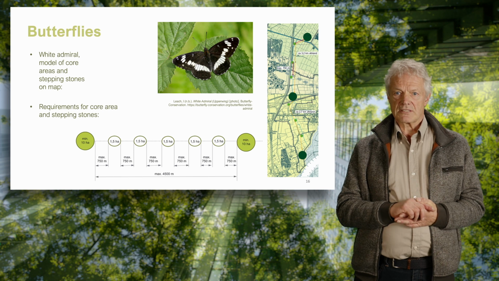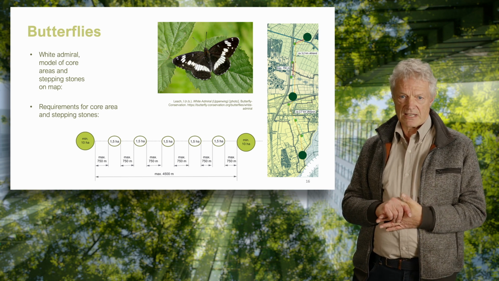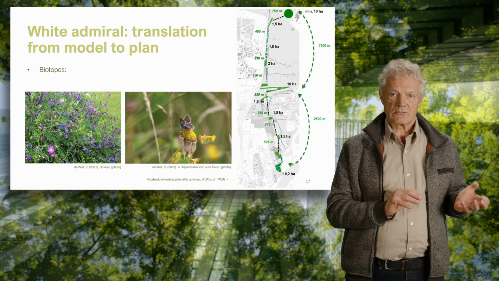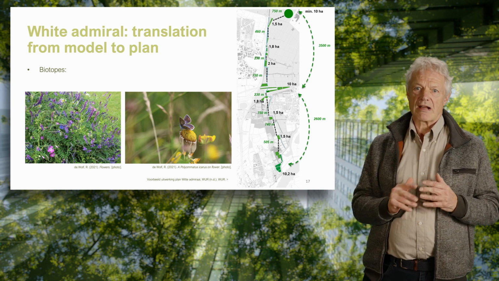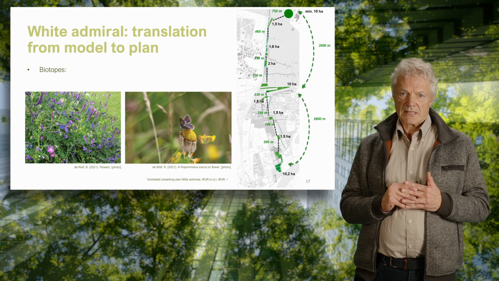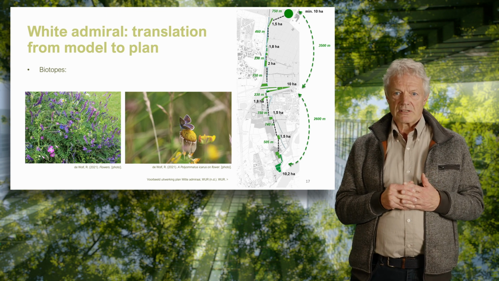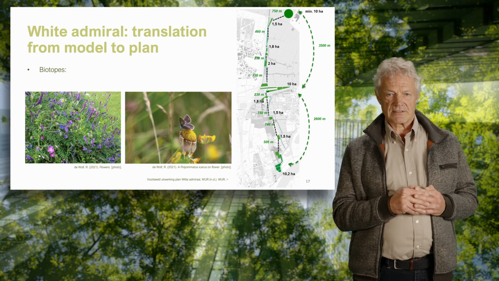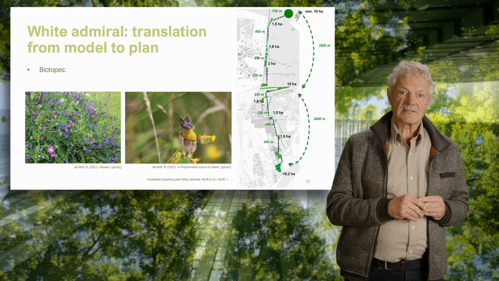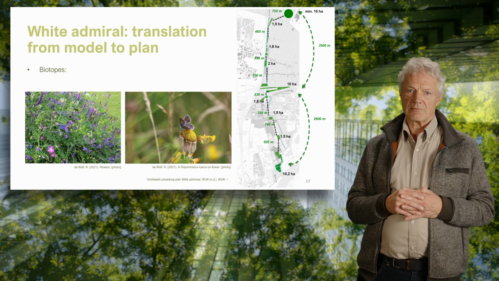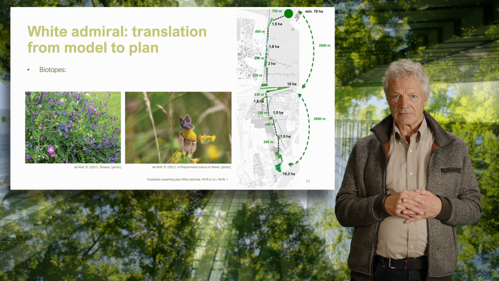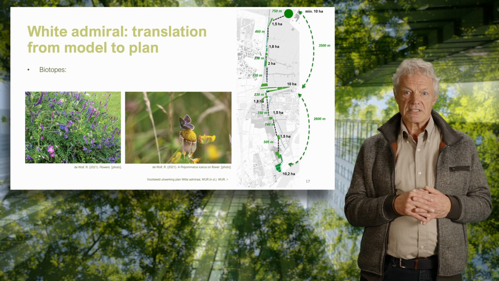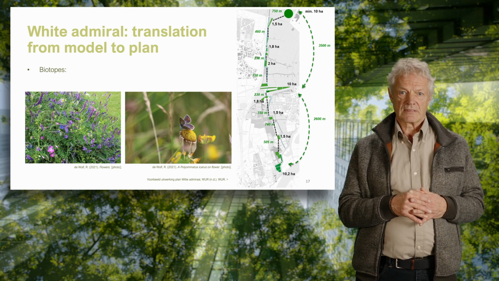More distinctive is the biotope, as shown in the next slide. This is how this diagram is translated onto a map. It meets all the requirements of the white admiral that must be present in the stepping stone and core area. Different butterflies have different biotopes. For the admiral, the biotope is moist park landscape with at least honeysuckle for egg deposit. Without honeysuckle, this species cannot reproduce.